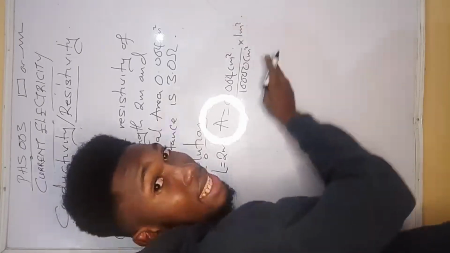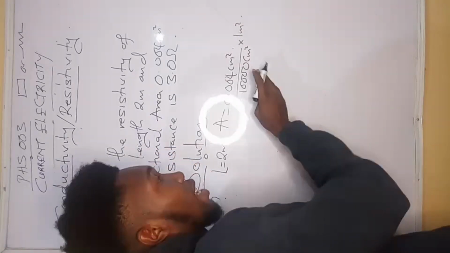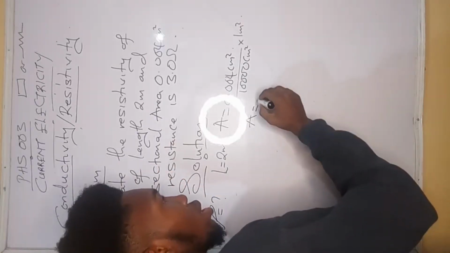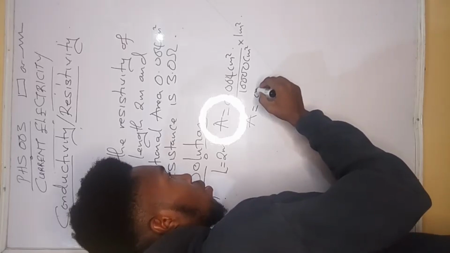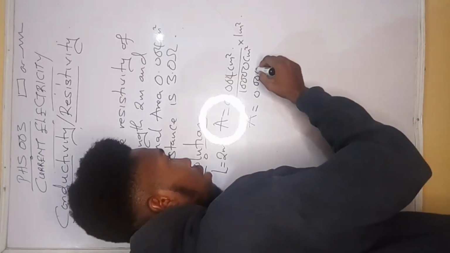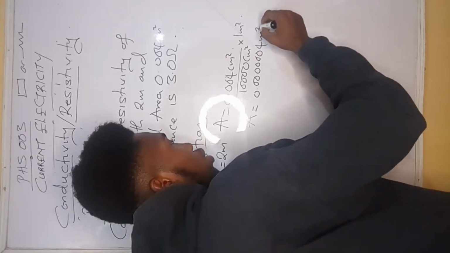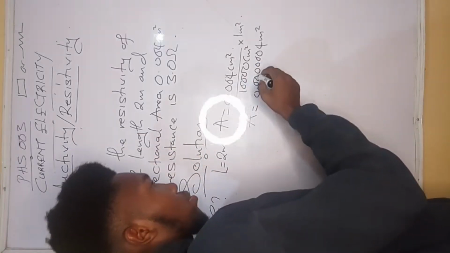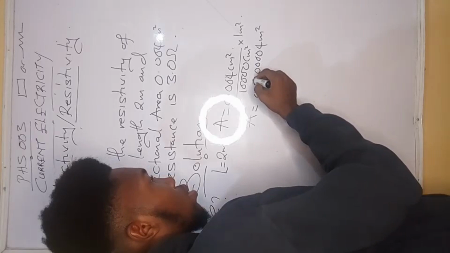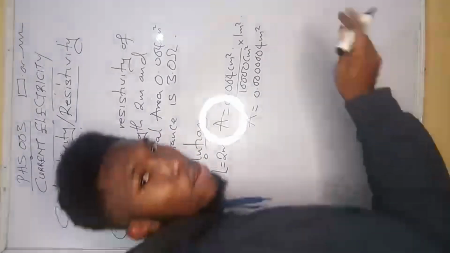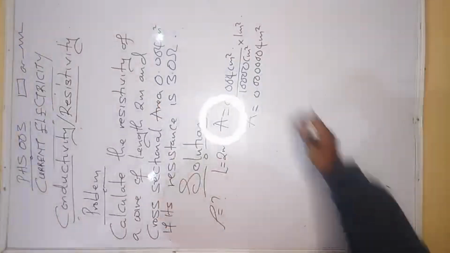Divide by 10,000, and that makes our area equal to what? When you do this, we'll have 0.000004 meters squared. 1, 2, 3, 4. Yes, this is what we have if you divide it in your calculator.